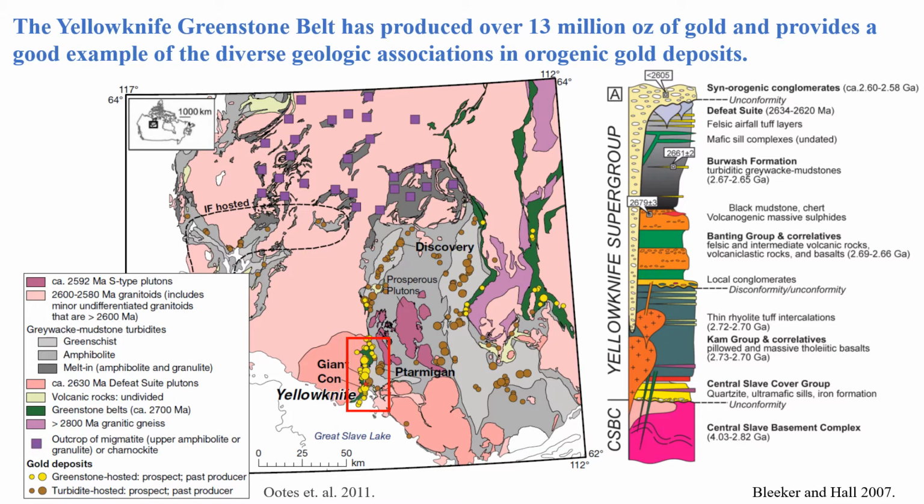Here is the stratigraphic column of the belt. Very simply, Kam Group represents the mafic volcanic rocks, Banting Group is more felsic to intermediate volcanic rocks, and Burwash Formation is a thick turbidite sequence. In many cases, these rocks are intruded by the Defeat plutonic suite, and it is known that gold can be hosted in any of these lithologies.